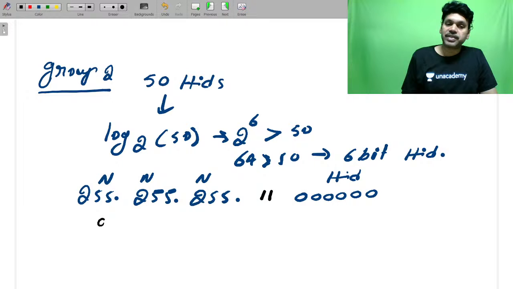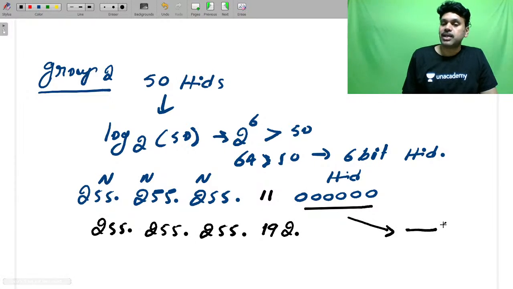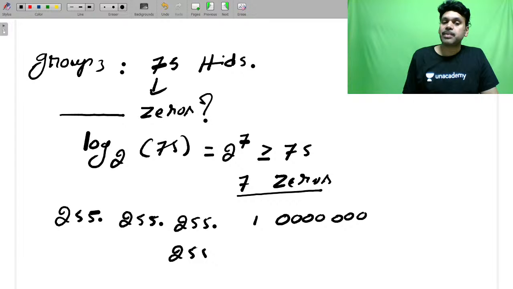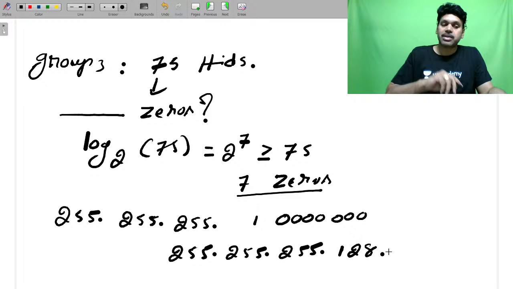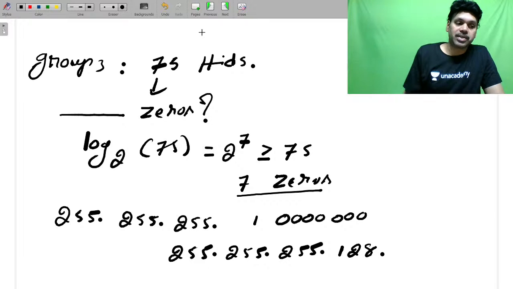So what is the meaning of it? 255 dot 255 dot 255 dot 192. Now for the other group, with 7 zeros, and the rest of the bit is 1 only. So what is your new mask? 255 255 255 and 128. That's it. So you got 3 masks. Let us check.